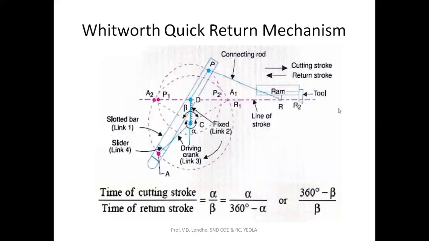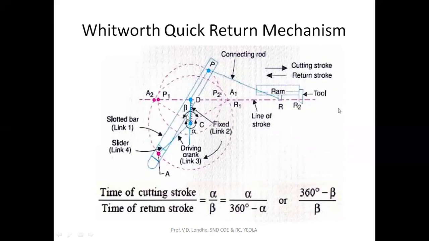Next, the third inversion is the Whitworth quick return mechanism. This mechanism is basically used in the shaper machine. Here, the fixed link, link number two, is fixed. Then the third link is the crank, also called the driving crank, which is attached to slider four. And this slider four is contained inside this slotted link number one.